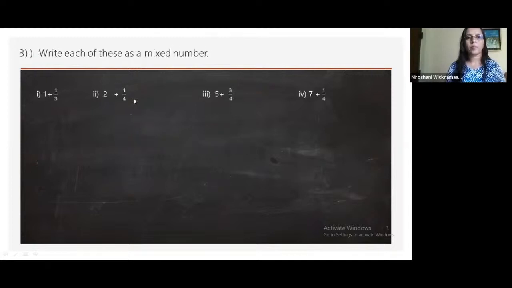Next one. Write each of these as a mixed number. So the whole number part and the fractional part. Then you can write it as a mixed number. How can we write? 1 and 1/3. And this one, 2 and 1/4. 5 and 3/4. 7 and 1/4. Right.